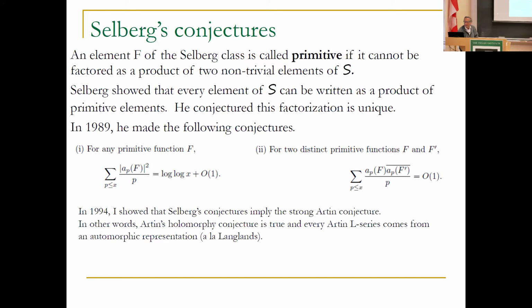And in 1994, I showed that these Selberg conjectures actually imply the strong Artin conjecture, which, I mean, the Selberg world doesn't say anything about automorphic L functions. But if you had the Selberg conjectures, you actually get the strong Artin conjecture. So probably Selberg conjectures lie beyond the realm of knowledge that we would identify in the Langlands program.